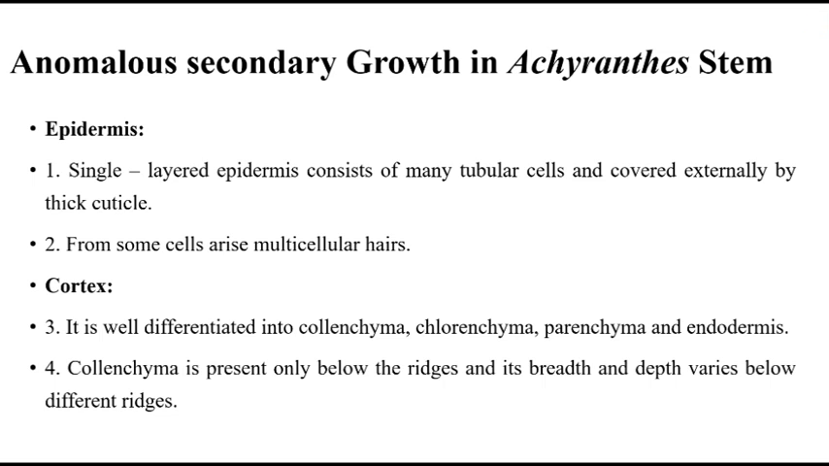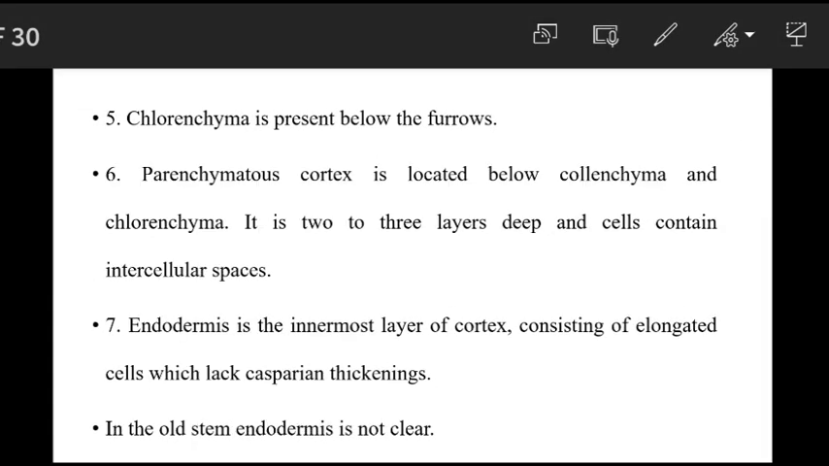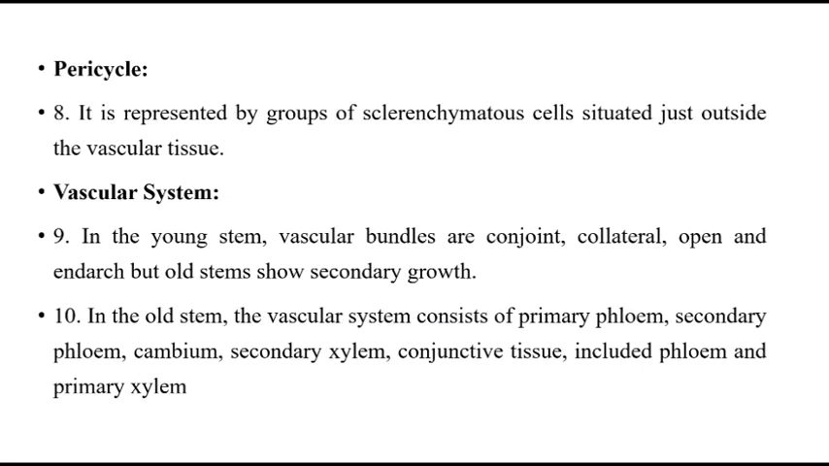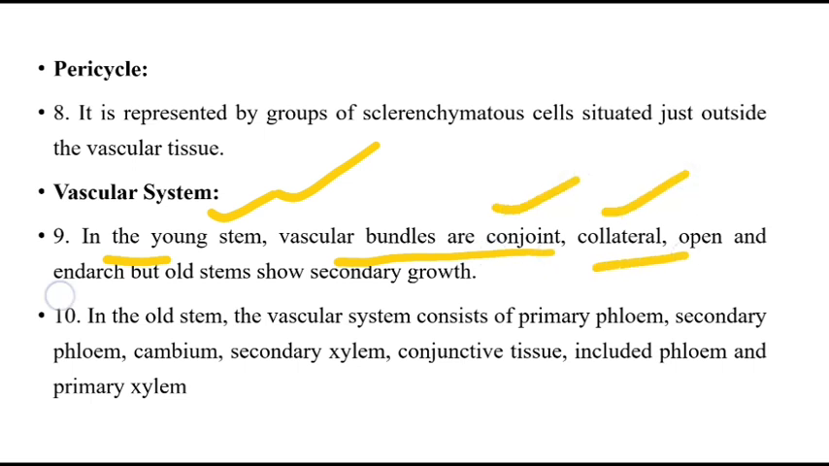The transverse section of the Achyranthes stem shows the following layers. At first the epidermis, which is completely normal. Next the cortex. The main problem lies in the vascular system. In the young stem, the vascular bundles are conjoined, collateral, open and endarch, but the old stem shows secondary growth.